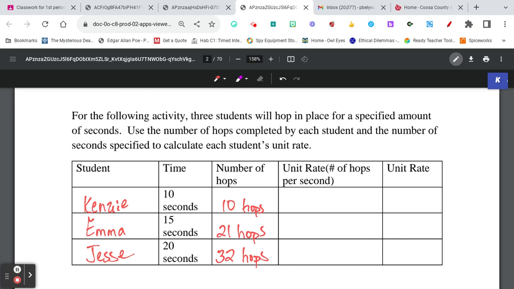All right, so the purpose of a unit rate, and I don't want to step away too far. I got it on record.